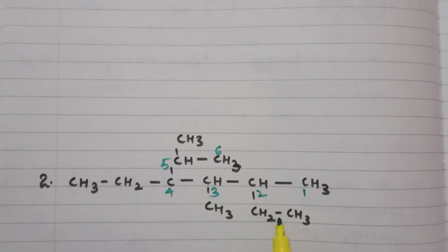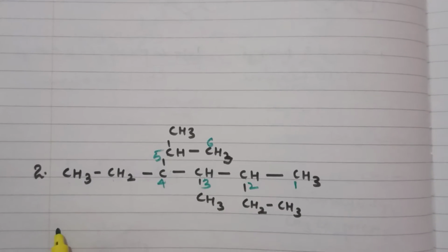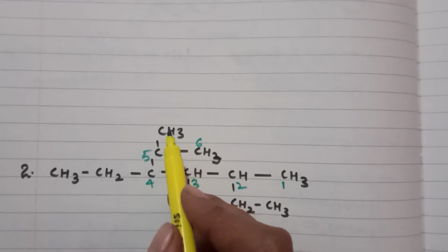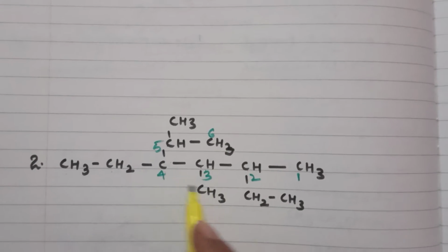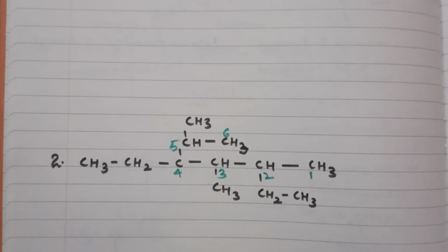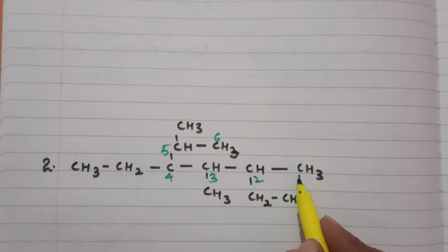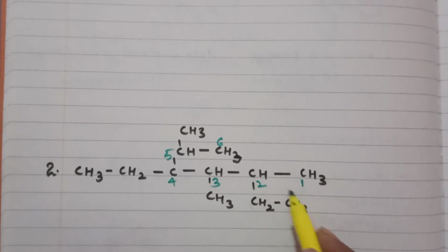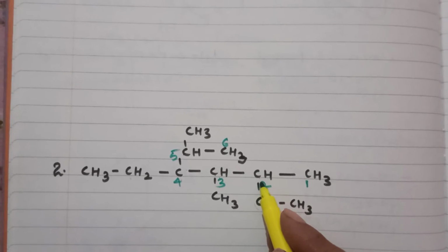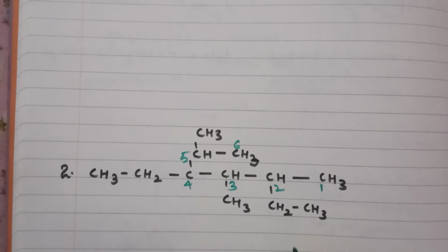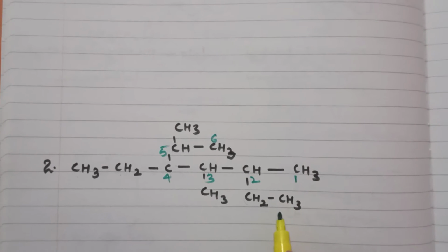Why am I choosing this one? Why am I not going in this direction? Because this substituent group will also come in this parent chain. That's why I chose this direction. And from this side, why did I start? Because the substituent group is closer, so it is getting a lesser number. Now what will be the name of this compound?